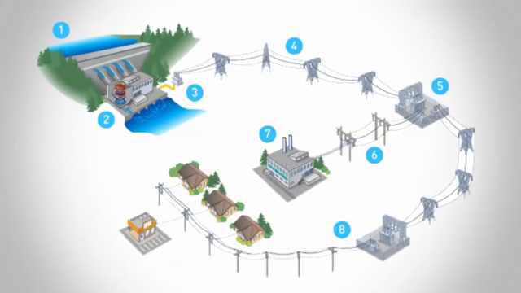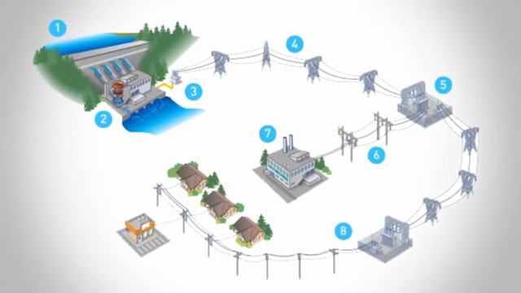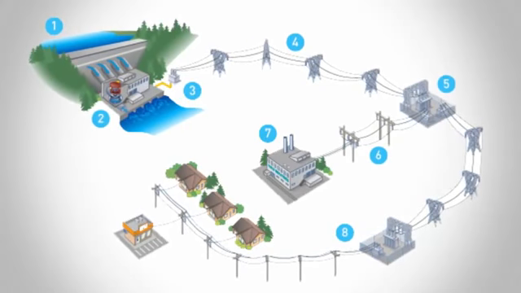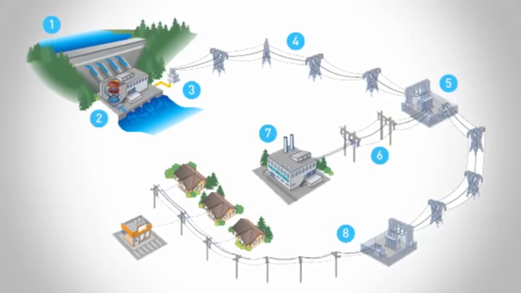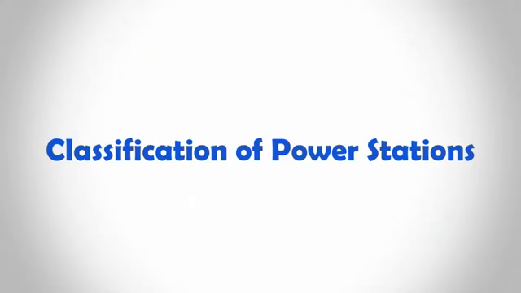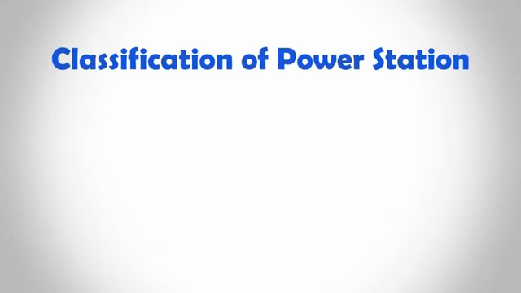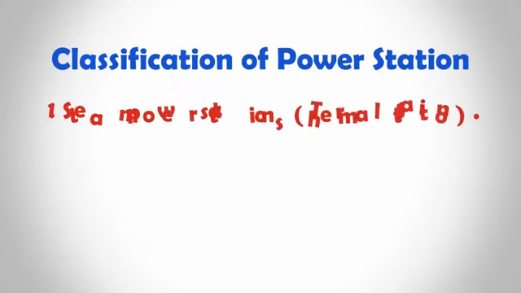The electrical energy produced by the generating station is transmitted and then distributed with the help of conductors to various consumers. In this video we are going to learn the classification of power stations. Depending upon the form of energy converted into electrical energy, the generating stations are classified as under: 1.